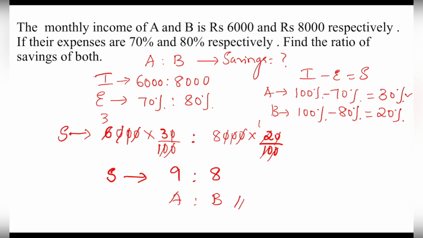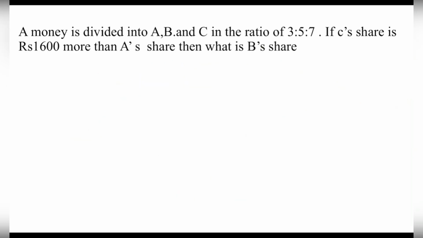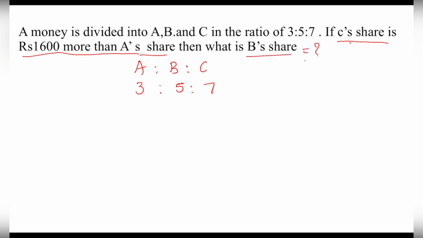Now going to the next problem. A sum of money is divided among A, B, C in the ratio 3:5:7. A is to B is to C is how much? The money is divided in the ratio 3:5:7. If C's share is 1600 more than A's share, what are they saying? C's share is 1600 more than A's share. Then what is B's share they are asking?